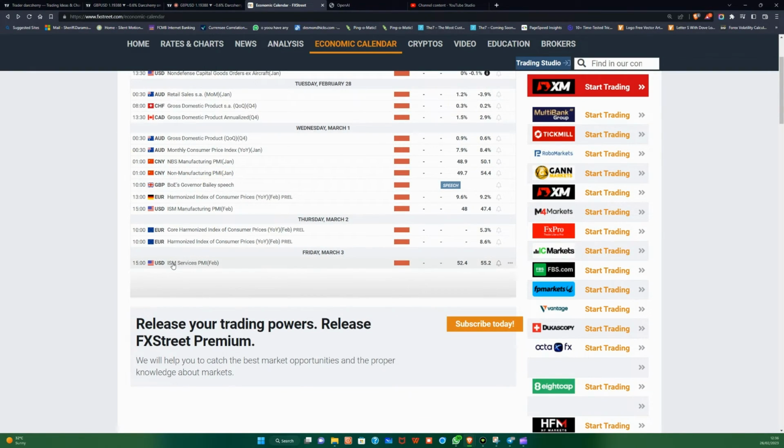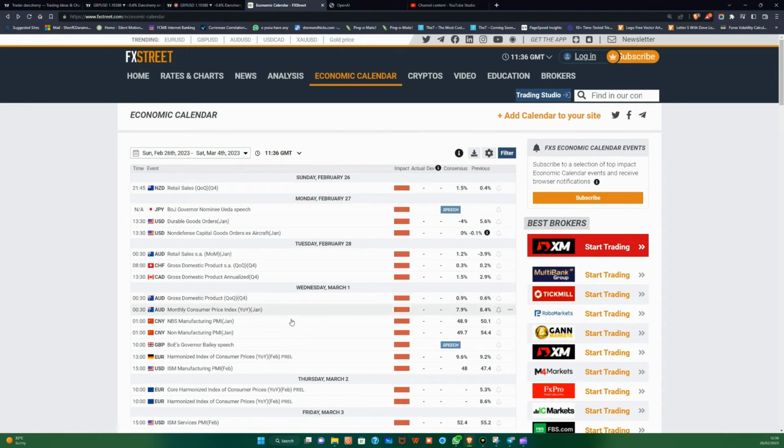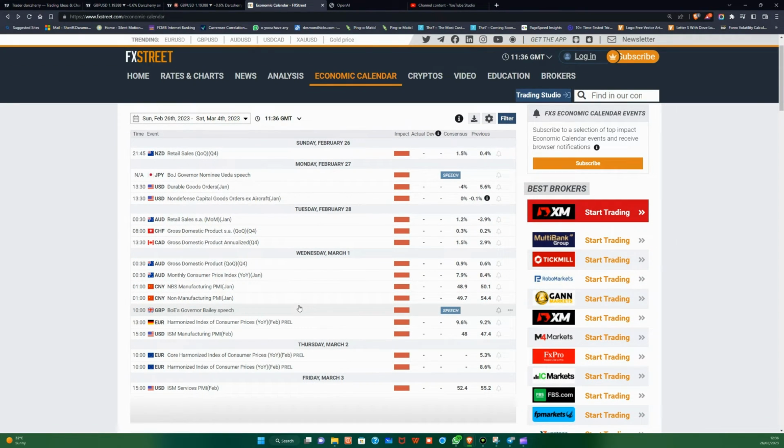Then on Friday, we have the ISM services PMI coming up on that day, and we have a projection of 52.4, a little bit lower than the previous data. So these are high impact events that everyone in the market will be looking forward to. And obviously, we shall be seeing the anticipation of these events reflected on the chart as price action.